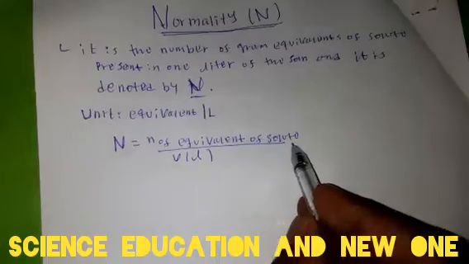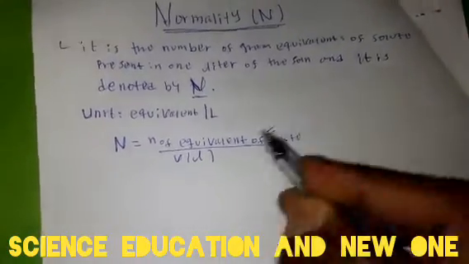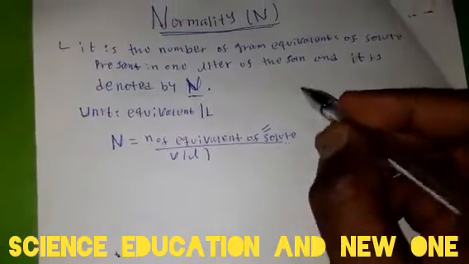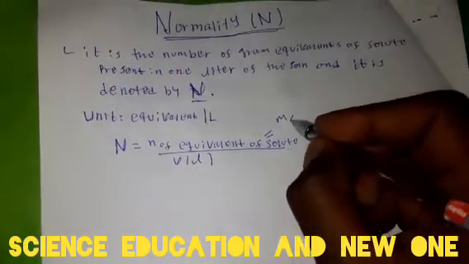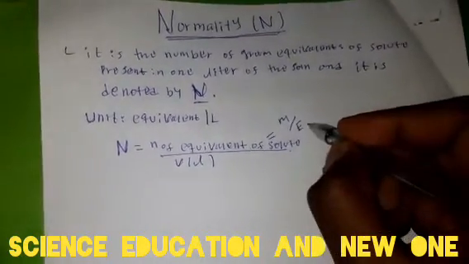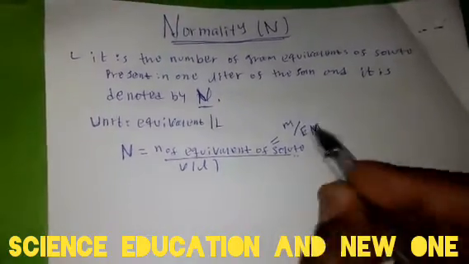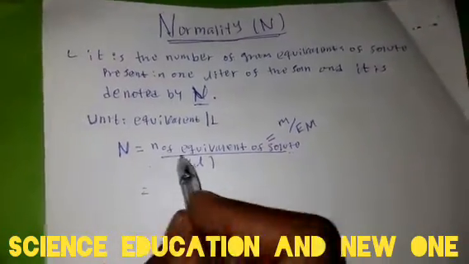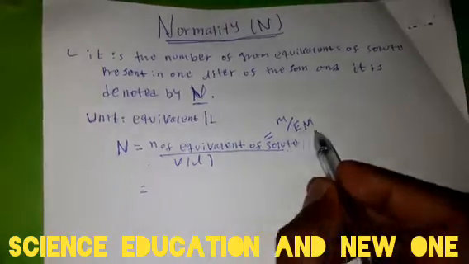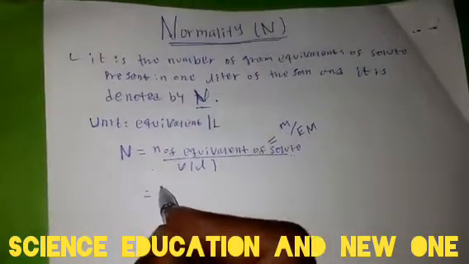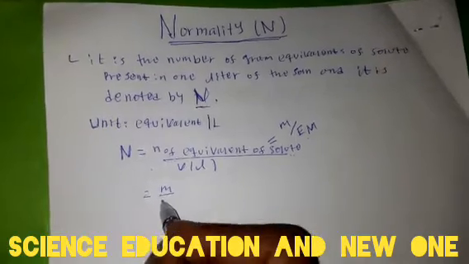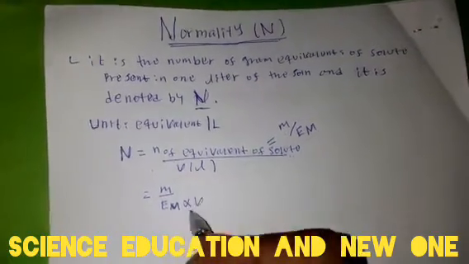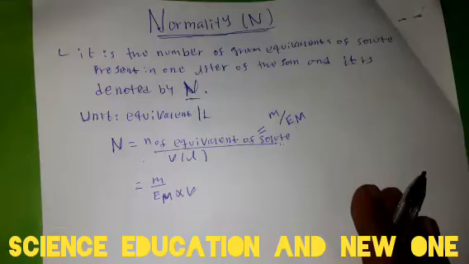Number of the equivalent of solute is equals to what? Mass of solute over equivalent mass of the solute. So normality is equals to mass over equivalent mass times what? Volume. Equivalent mass times volume.